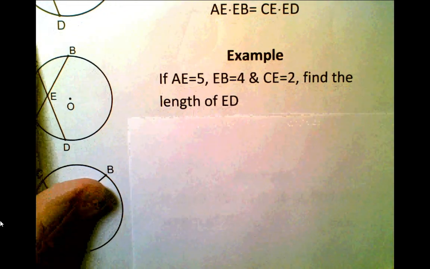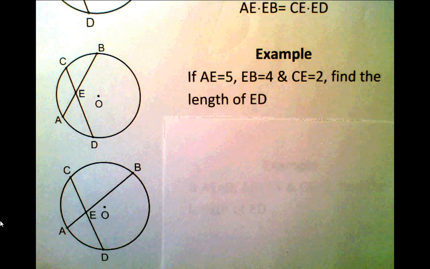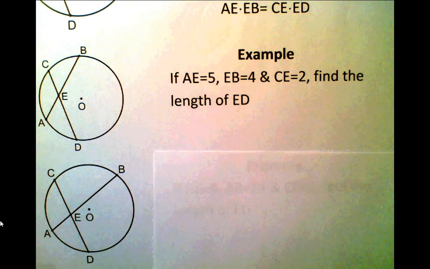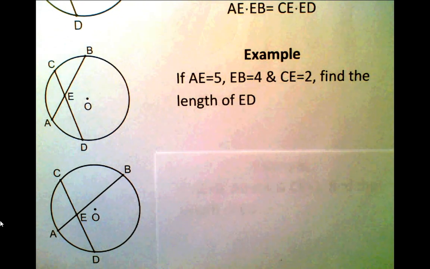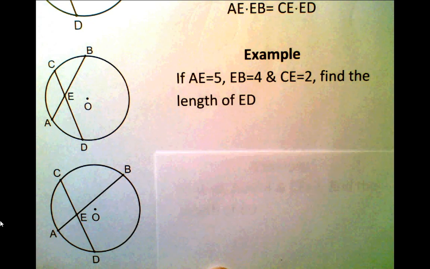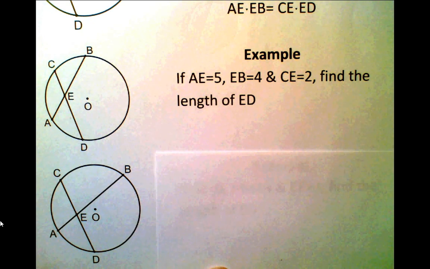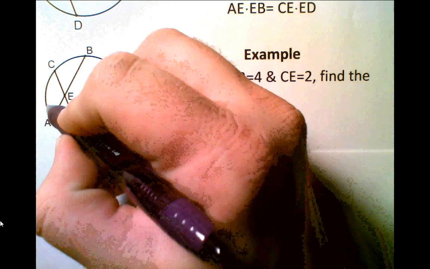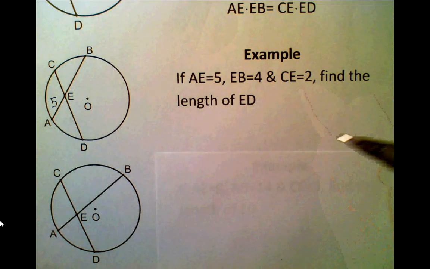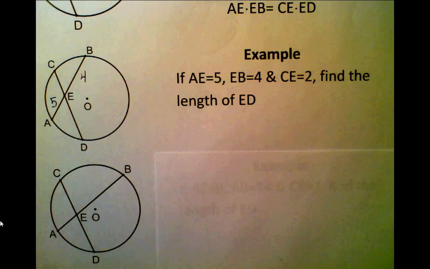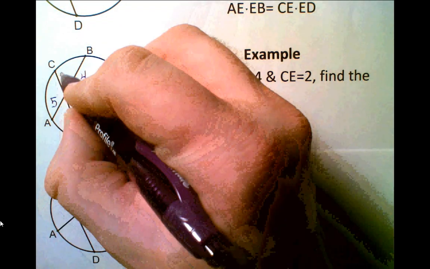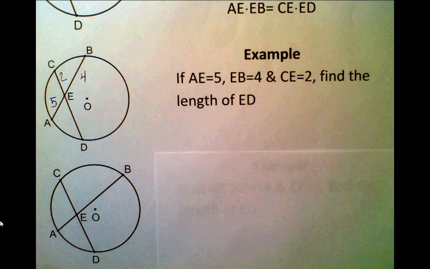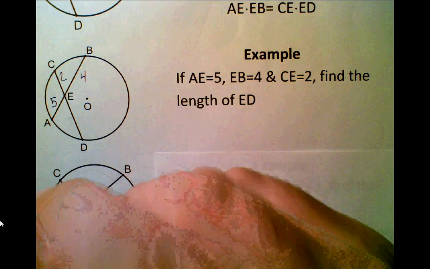Let's take a look at the first one. If AE is 5, EB is 4, and CE is 2, find the length of ED. Now, this is a very basic example, and on the New York State Regents exam, they always seem to ask one question about these things. So, AE is equal to 5, EB is 4, CE is 2, and I want to know what ED is. We don't have an X involved, so what we'll do is plug in X.